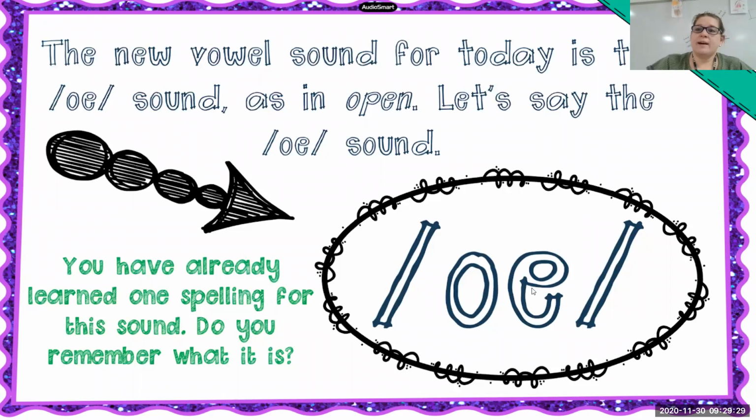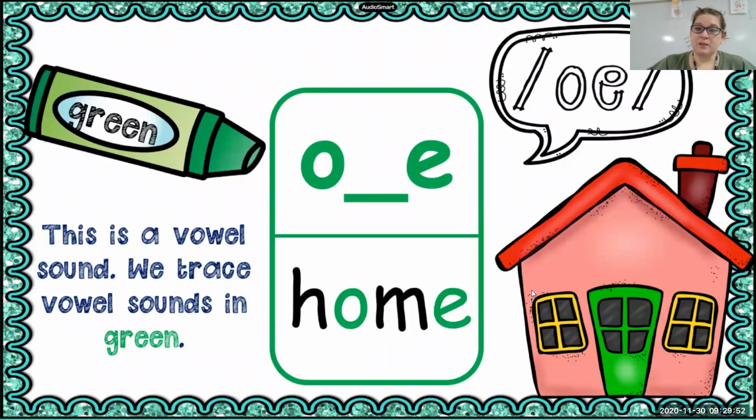But the new vowel sound that we're going to learn today is the O sound, as in open. Let's say the O sound together. Everybody say O. We've already learned one spelling for the sound. Do you guys remember what it is? It's the O with a consonant and an E. We have already learned the O consonant E sound for O.